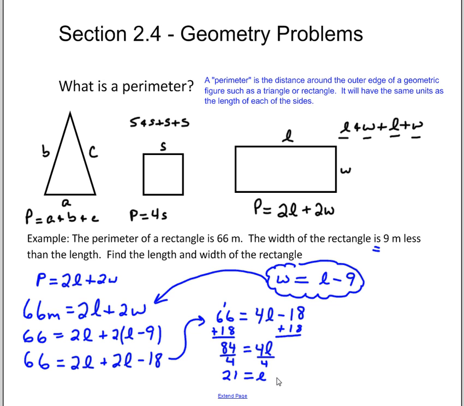Remember that our units for perimeter are the same as the units for length and width, so we'll say that our length then, L, is equal to 21 meters. How about the width? Well, the width is 9 less than length, so if we subtract 9 from 21, that gives us 12 meters as our width. And these are the dimensions that we were looking for, and so we've answered our question.